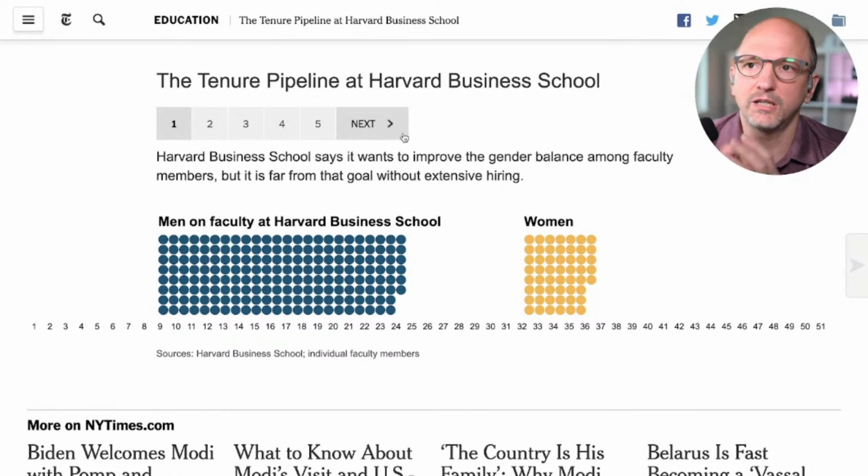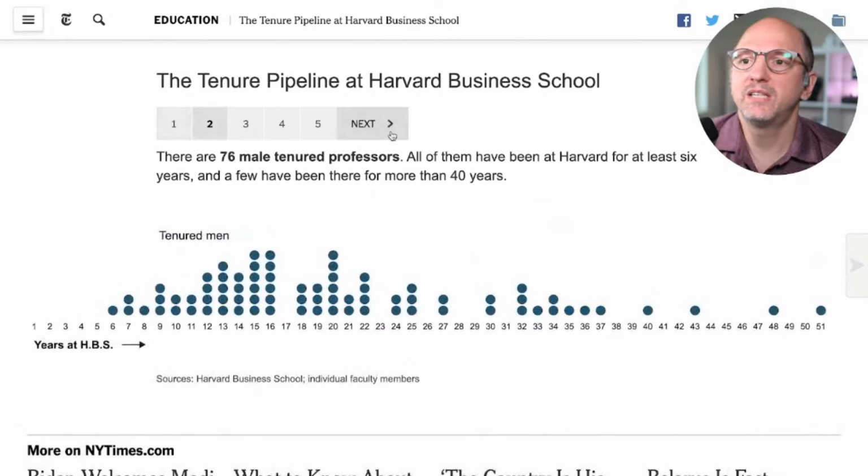So we can see that there are a lot more male members here than female. And what happens now is that she breaks this down by filtering on two different dimensions. What we're seeing now is the tenured male professors and how long they have been at Harvard Business School. This is the number of years. It's kind of impressive, somebody has been there for 51 years, but this gives you a sense of this distribution. The distribution itself isn't very important, but it's part of the story.